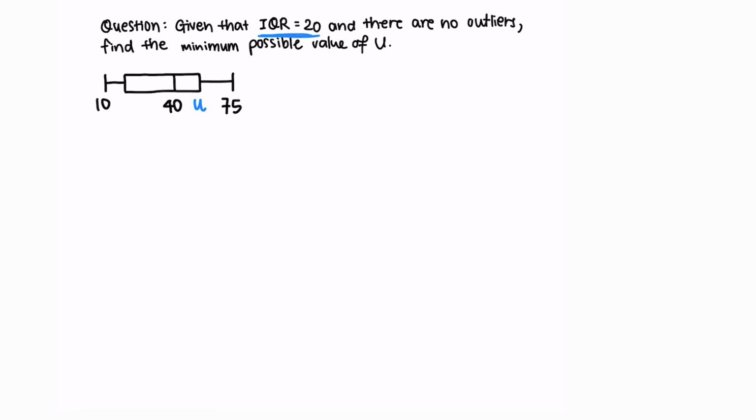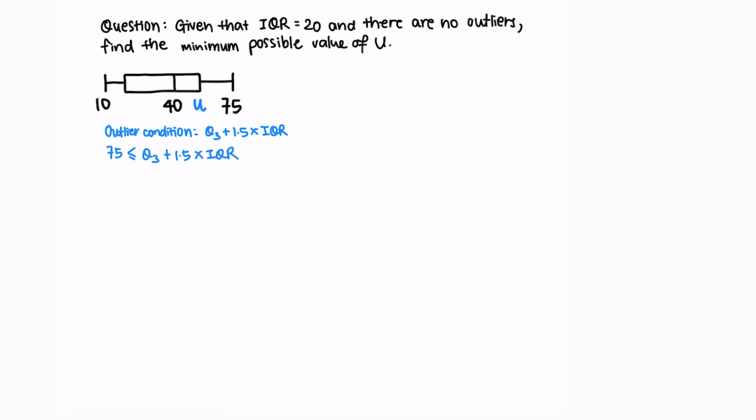Now let's explore how to use this outlier condition with a question. Given that the interquartile range is 20 and there are no outliers, find the minimum possible value of U. Now let me write down our outlier condition. A data point is an outlier if it is more than Q3 plus 1.5 times the interquartile range. Since we know that there are no outliers and 75 is your maximum value, your 75 has to be within your outlier condition. So it has to be less than Q3 plus 1.5 times the interquartile range.